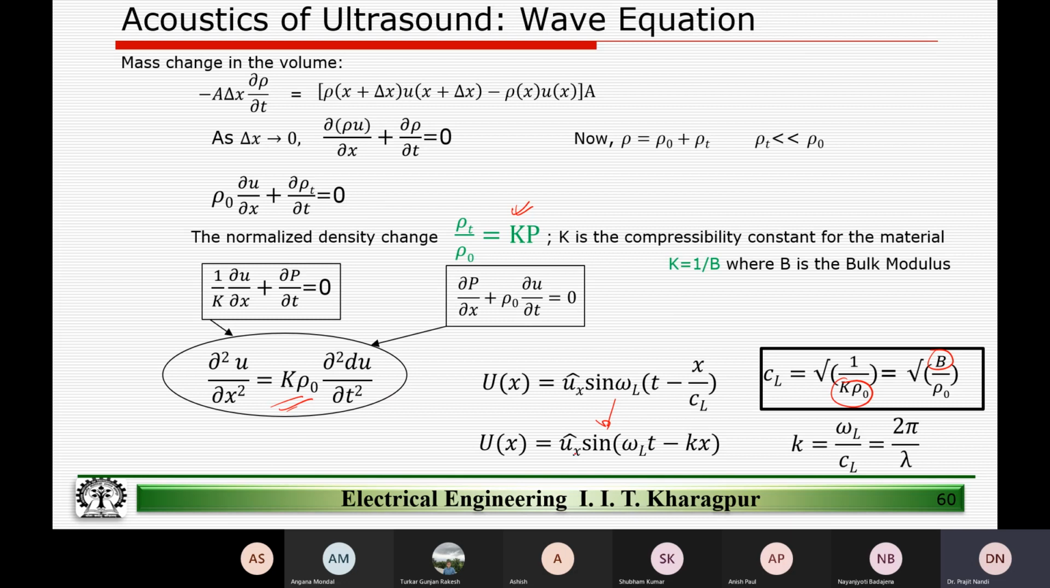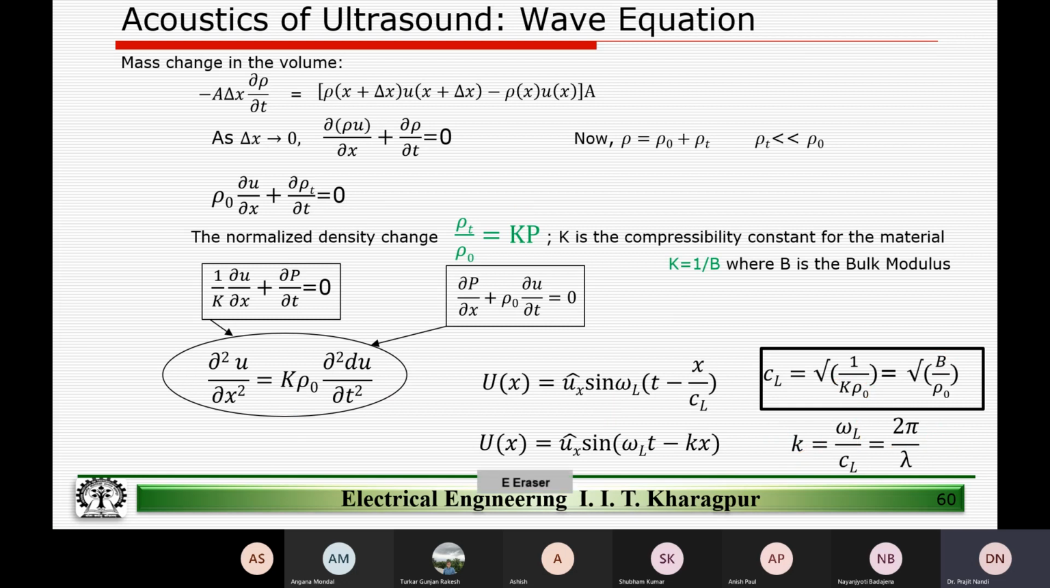Instead of writing it like this, I can write it as ux sine of omega L t minus kx. So this k is nothing but the wave number. We call it the wave number, and that is nothing but 2 pi divided by the wavelength. So wave number actually denotes the wavelength. And that is also equal to omega L by CL, right? So this relation is pretty well known from normal wave equations, which you studied in physics in class 11, 12. You would have seen this relation, right?